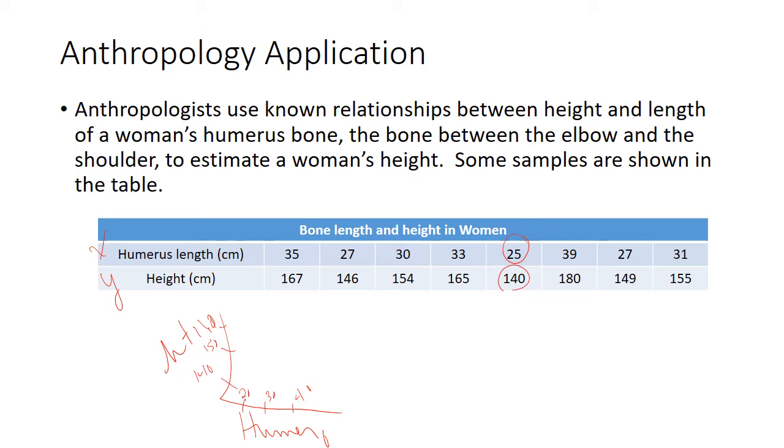So 35, 167 is going to be there. And then 27, 146 is going to be there. 30, 154 is about here. 33, 165 is about there. 25, 140 here. 39, 180 up there. 27, 149 and 31, 155.